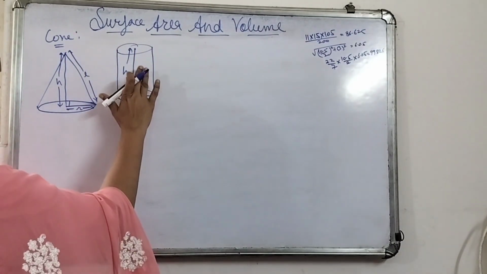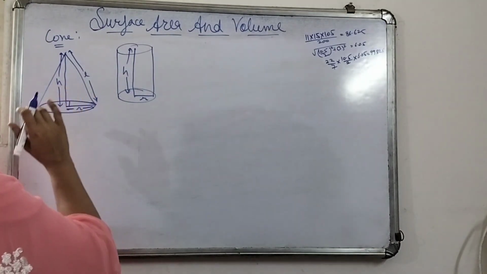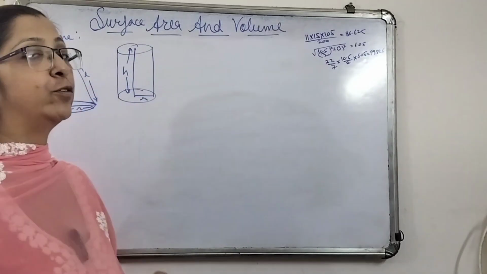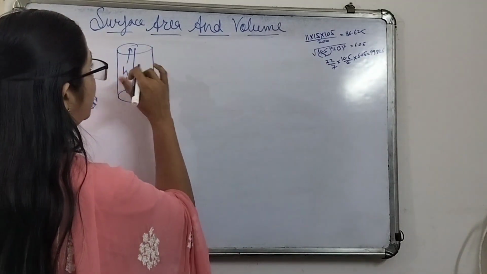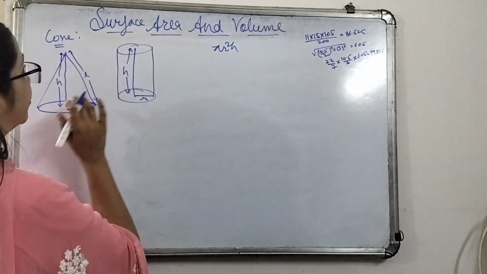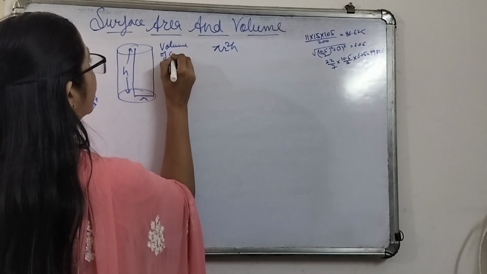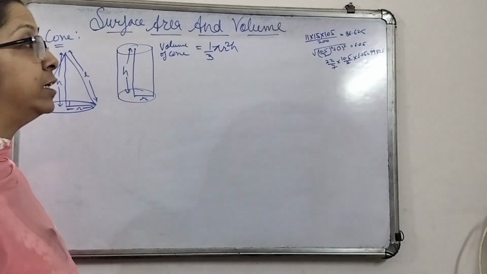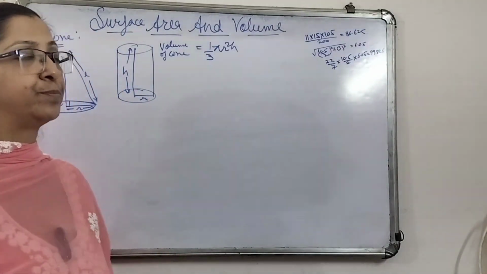That means the volume of the cylinder is 3 times the volume of the cone, or we can say the volume of the cone is 1/3 of the volume of the cylinder. We know that the volume of the cylinder is given by pi r square h. So the volume of the cone will be 1/3 of the volume of the cylinder, that is 1/3 pi r square h.